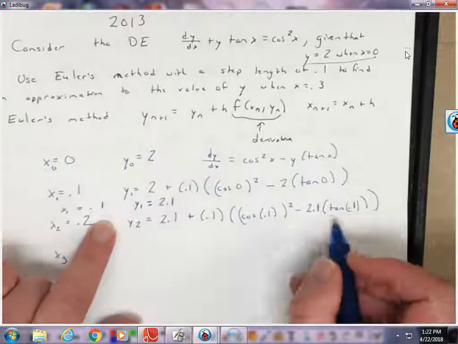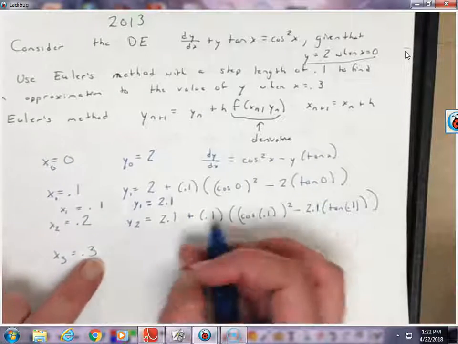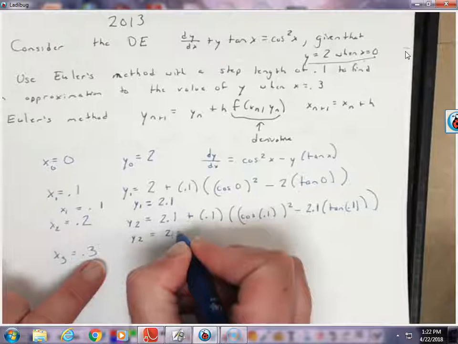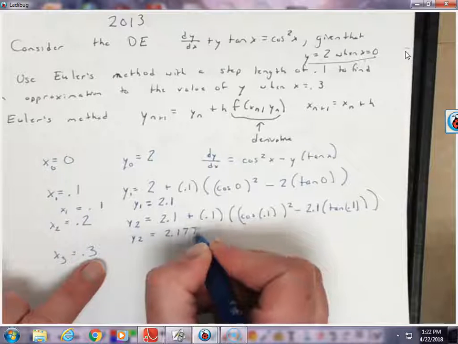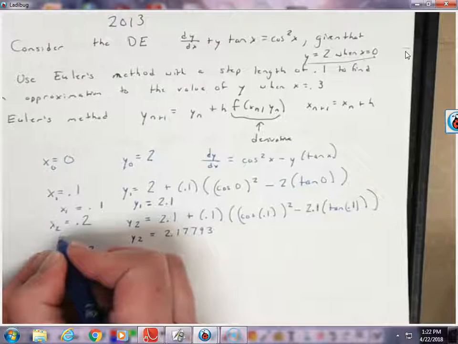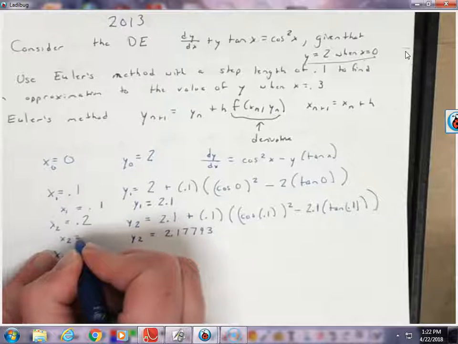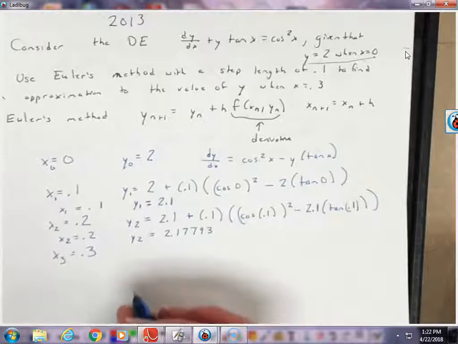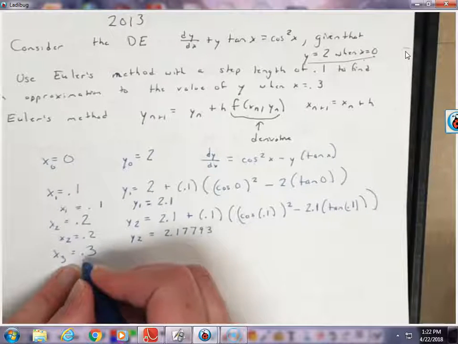So clearly, we're not going to be able to do those values in our head. So you're going to put all those in on the calculator. And when you do, I got 2.17793. Now, you don't want to round until the end. So try to keep a significant amount of digits until you get to the final step. Okay, so we have x2 and y2 now.